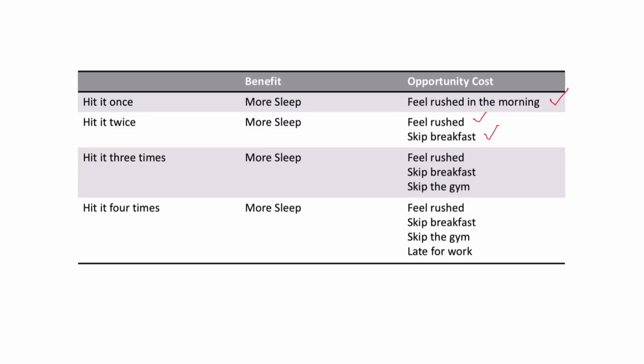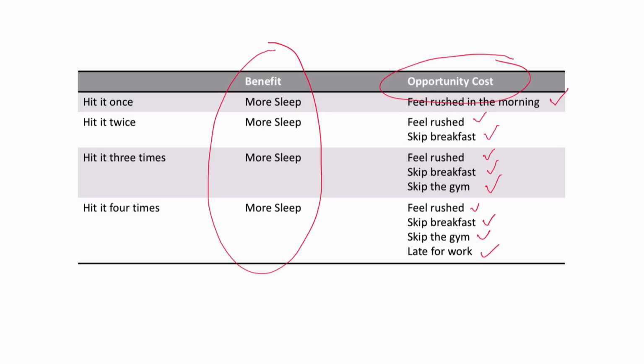Now 10 minutes goes by again, and the alarm goes off. We think, should we hit it a third time? Benefit, more sleep, but we feel rushed. We might skip breakfast, and now we might even skip going to the gym. If we hit it 4 times, then now we feel rushed, skip breakfast, skip the gym, and we are late for work. The benefit of making the choice to hit the snooze button is more sleep, but the cost is going to be what we give up for more sleep each time that we hit the snooze button.